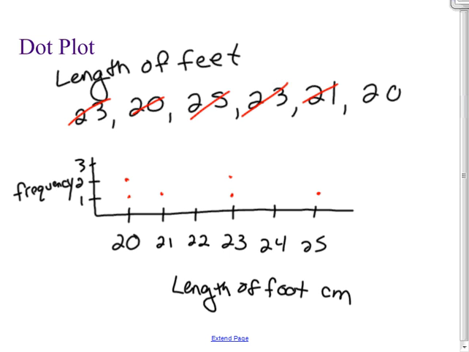I can also find my mode. My mode is 20 and 23. 2 of them have 2 dots. If I count in, my median falls between 21 and 23 because I have 6 data points. Therefore, I average them. My median, excuse me, is 22. To find my mean, I'd add them all up. 23 plus 20 plus 25 plus 23 plus 21 plus 20 divided by 6, and that'll give me my mean.